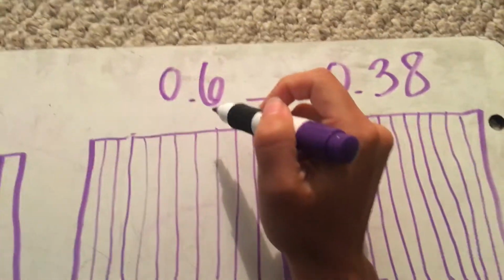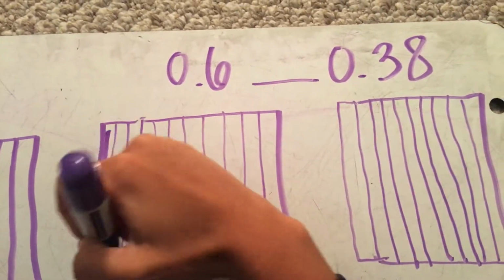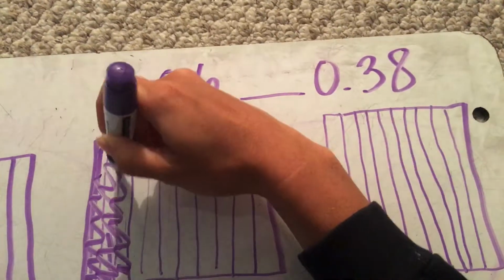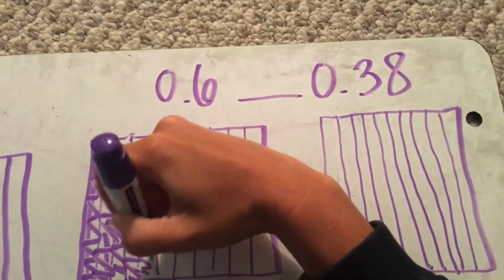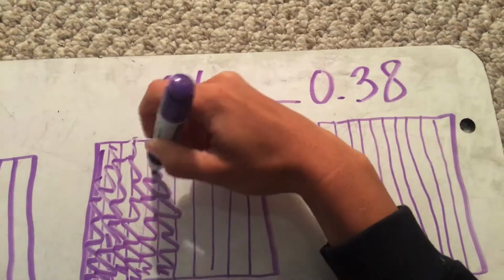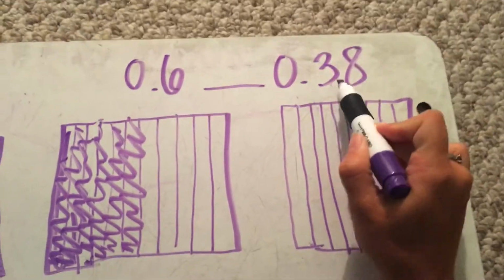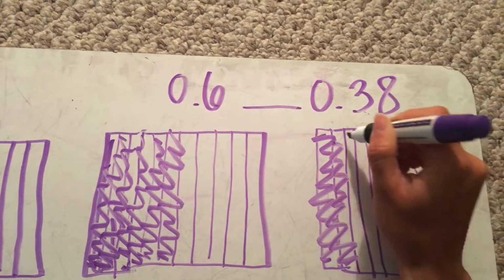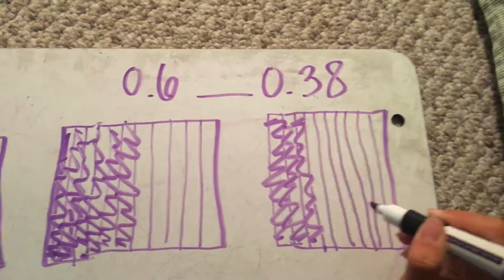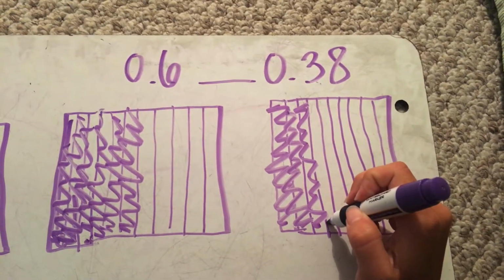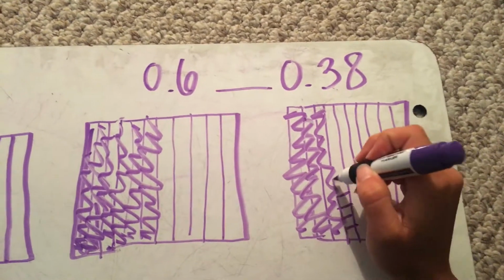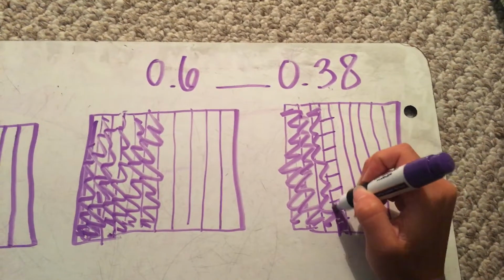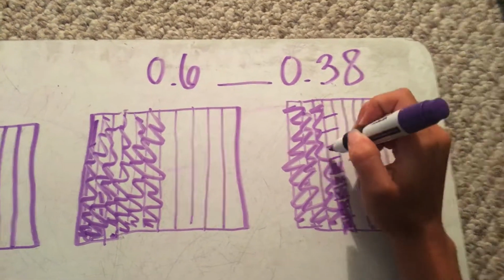All right, so this is 6 tenths. So I know I have to shade in 6. So we have 1, 2, 3, 4, 5, 6. Okay, now right here, I have 3 tenths. So now I got to shade in 1, 2, 3. This one I have to break up into 10 pieces. So I have 1, 2, 3, 4, 5, 6, 7, 8, 9. I'm going to shade in 8. 1, 2, 3, 4, 5, 6, 7, 8.